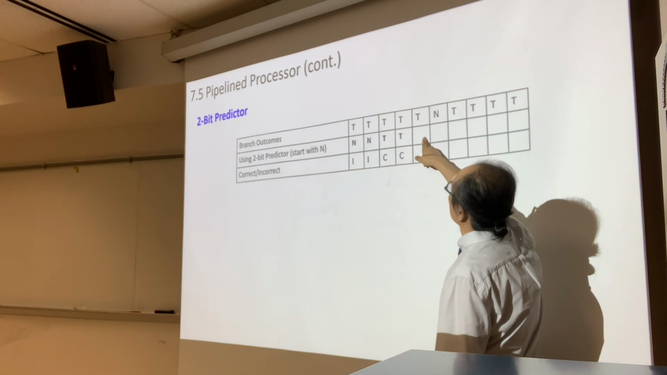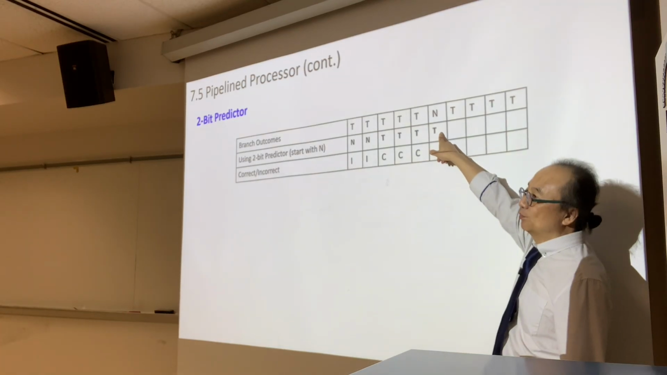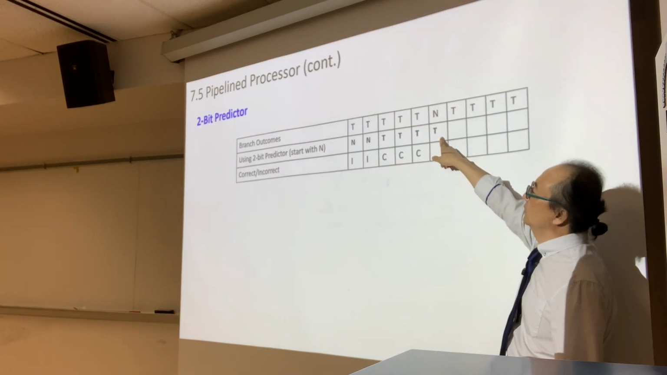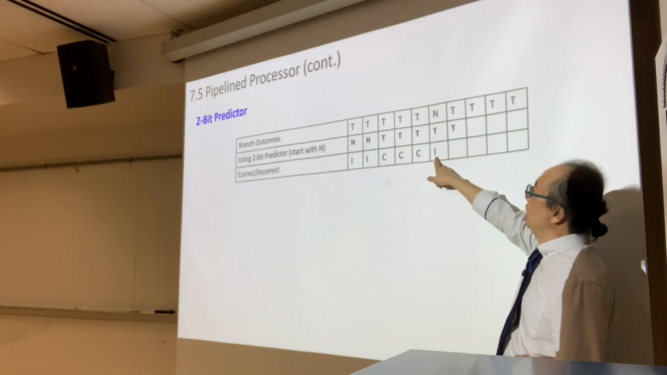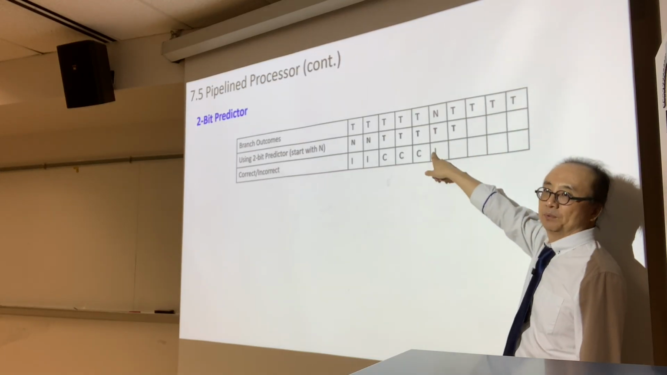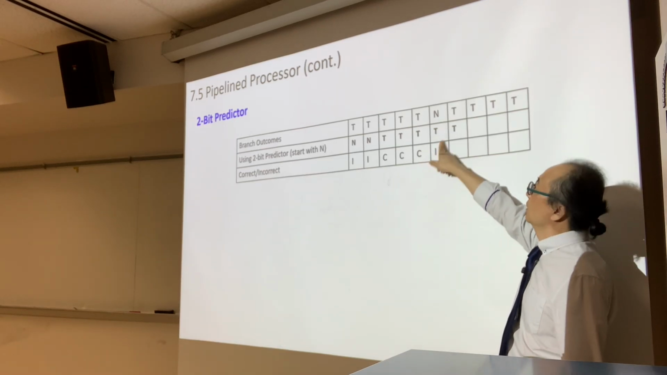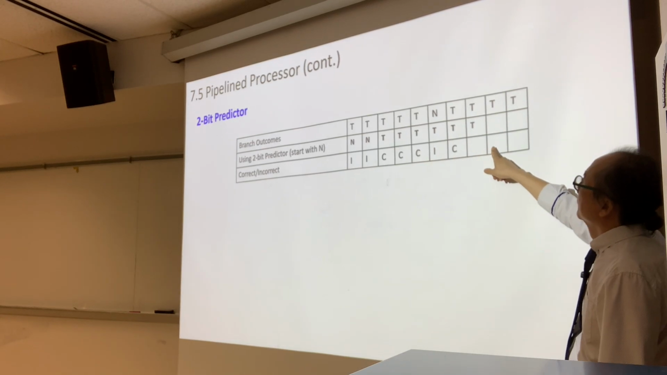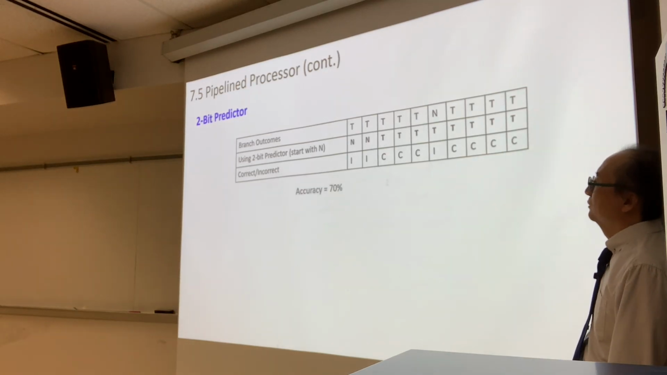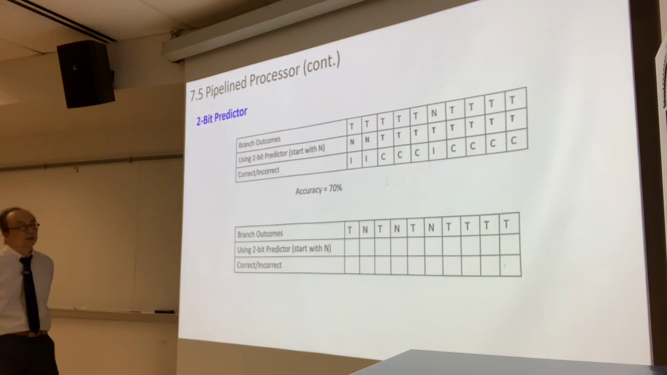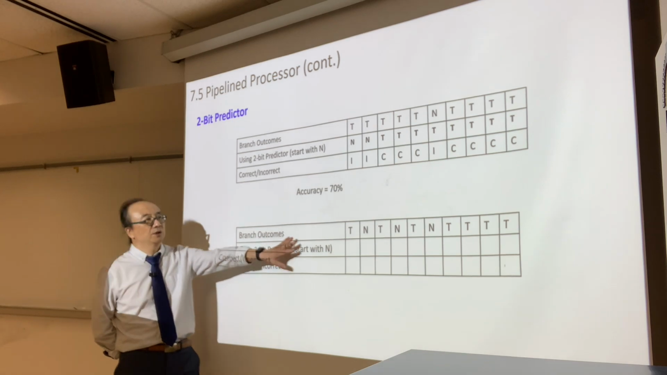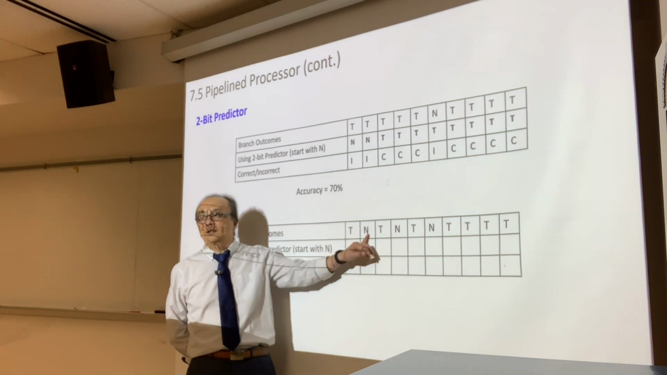Correct, correct, correct, correct. Actual branch is not taken, but I predict taken. Incorrect. However, this time, I'm going to keep it because this is only once I mispredict. So I'm going to keep it as taken. Then we have 70%.